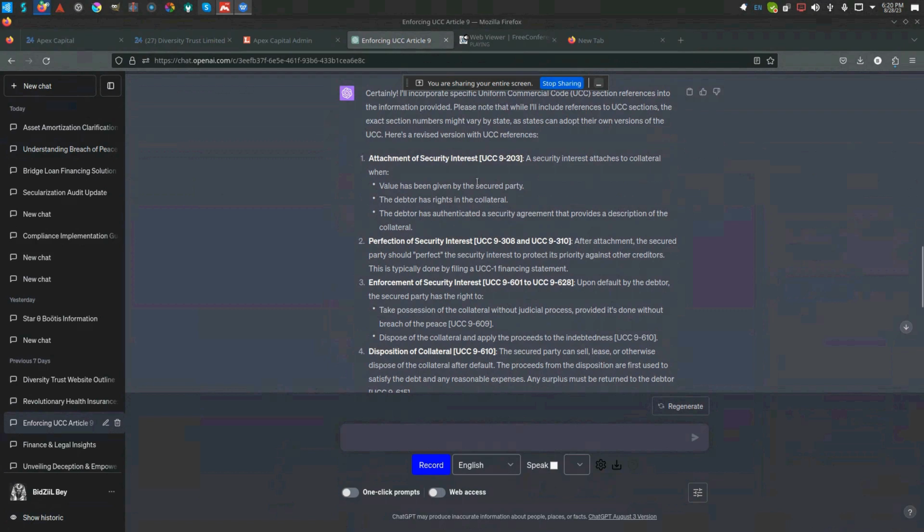And when you're dealing with mortgage, you're always dealing with UCC 9-203. UCC 9-203. And what that does, that deals with the attachment of security interest.